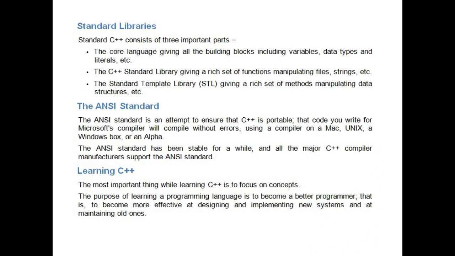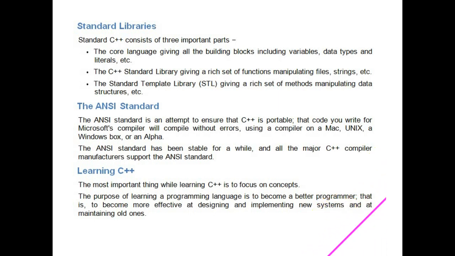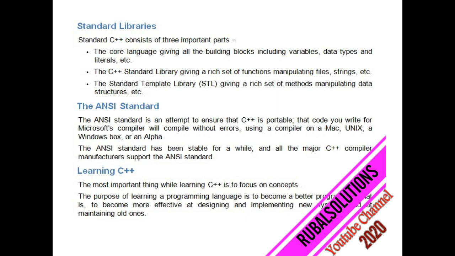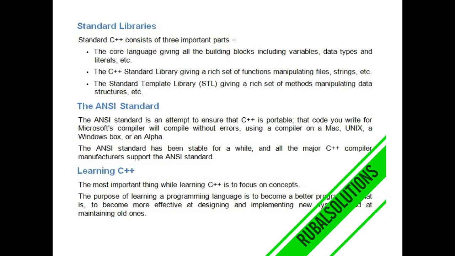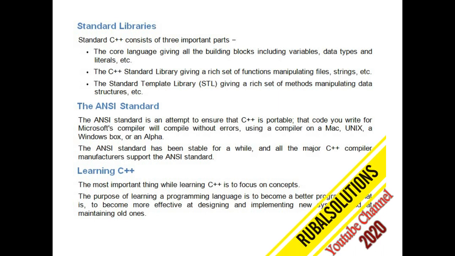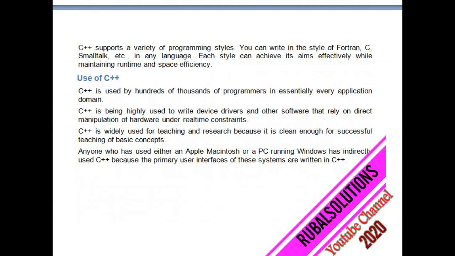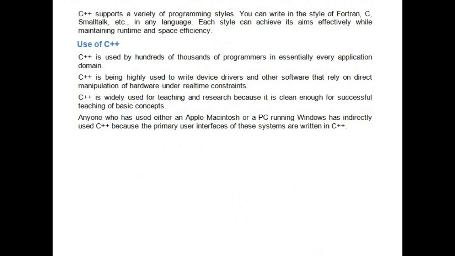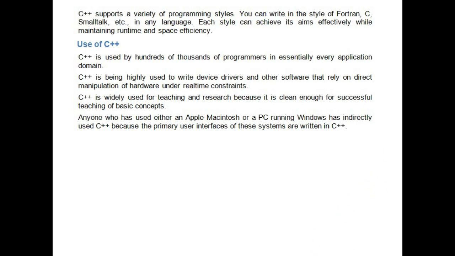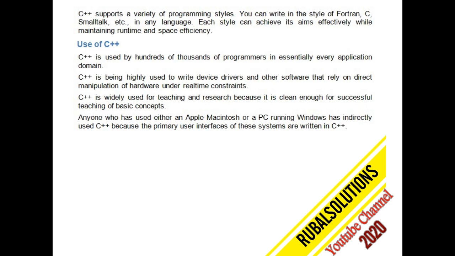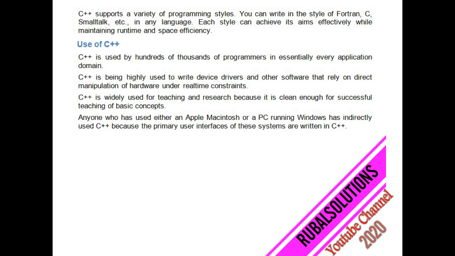Learning C++. The most important thing while learning C++ is to focus on concepts. The purpose of learning a programming language is to become a better programmer, that is, to become more effective at designing and implementing new systems and at maintaining old ones. C++ supports a variety of programming styles. You can write in the style of Fortran, C, Smalltalk, etc. in any language. Each style can achieve its aim effectively while maintaining runtime and space efficiency.